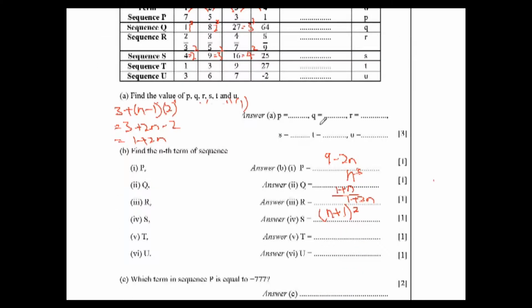For sequence T, they are all multiples of 3. When we multiply 1 by 3, we get the subsequent term. Or else, we can look at it in this way. 1 is actually equal to 3 to the power of 0. 3 is equal to 3 to the power of 1. 9 is 3 to the power of 2. When we observe this, we can see that the base of the sequence T is always 3.